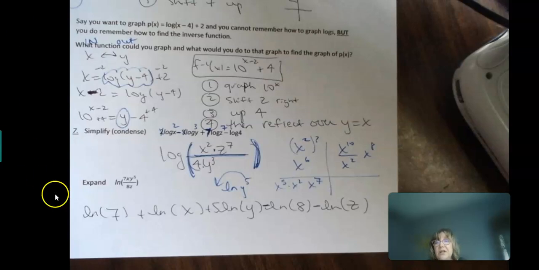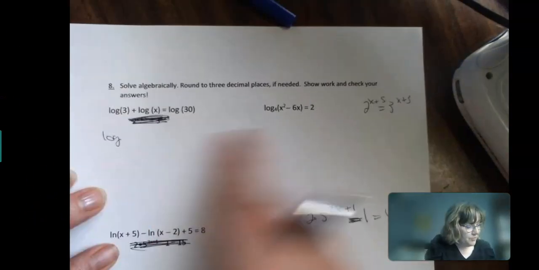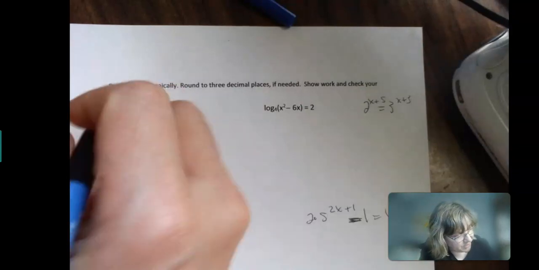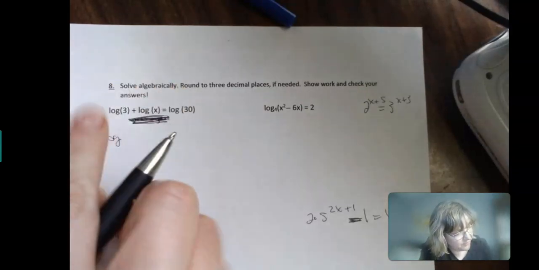All right, I'm going to pause there. We'll continue on. Okay, my review kind of printed funky, but I just fixed it. But I fixed it for you guys. Okay, I'm going to solve these.